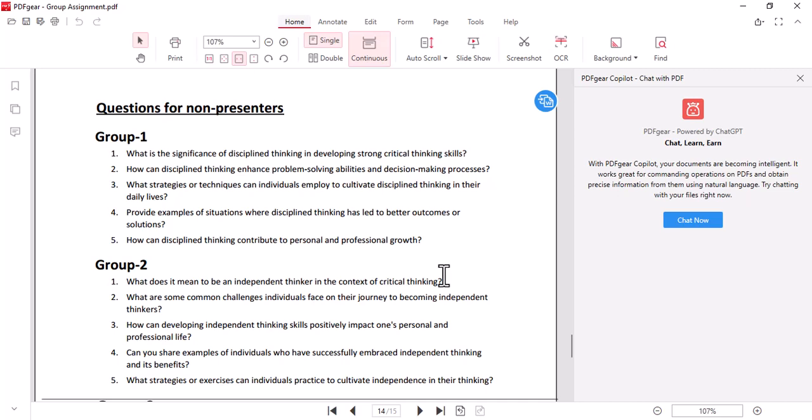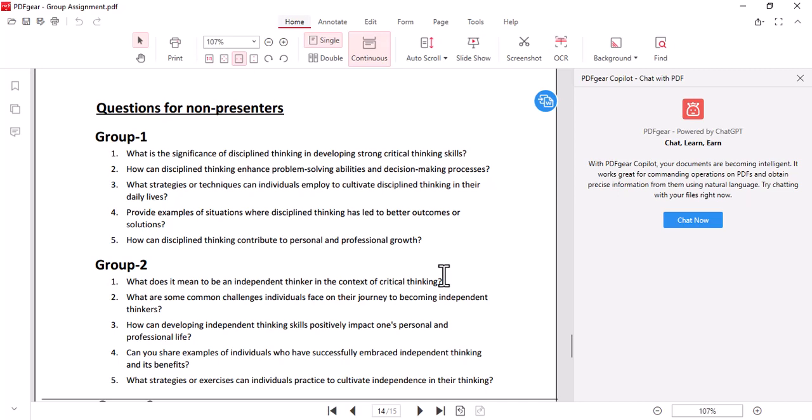The benefits of independent thinking: it improves our creativity, and it initiates us to innovate or to find new things. It improves our communication skills, our self-confidence, our problem-solving abilities, and our decision-making skills.